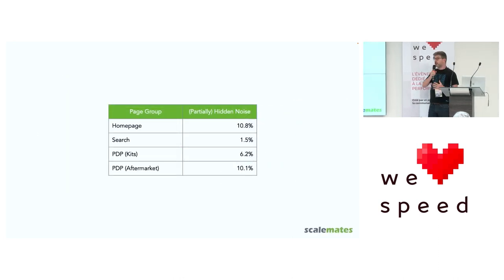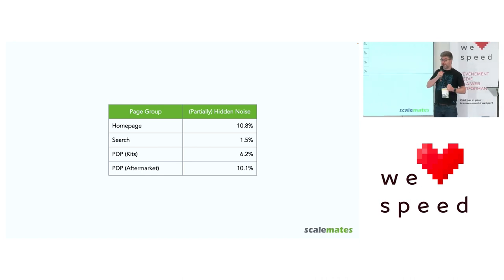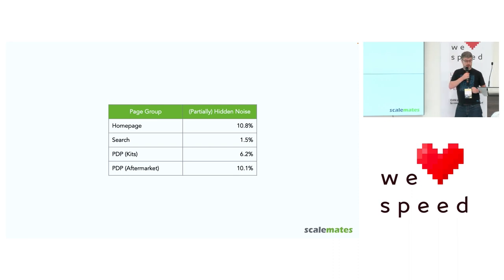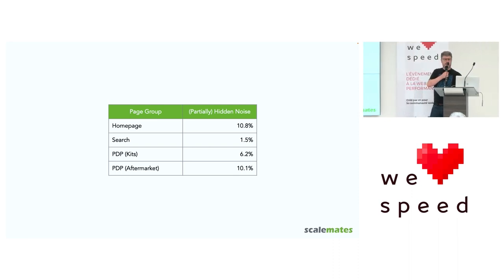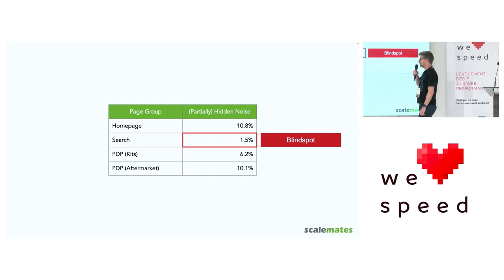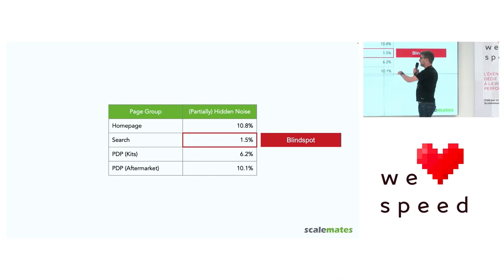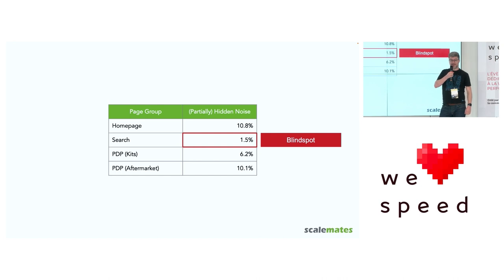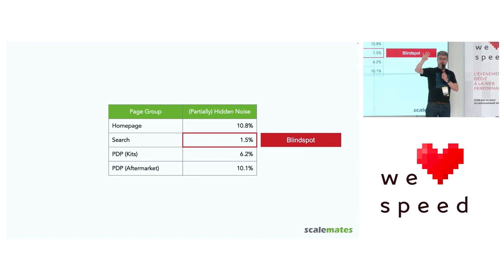Also here, the noise depends on the page you're looking at. Again, search, in this case, only 1.5% noise. Now, why does this generate a blind spot? Because this, again, makes the search page look faster than all the other pages, because all these other pages have a lot of slow noise.